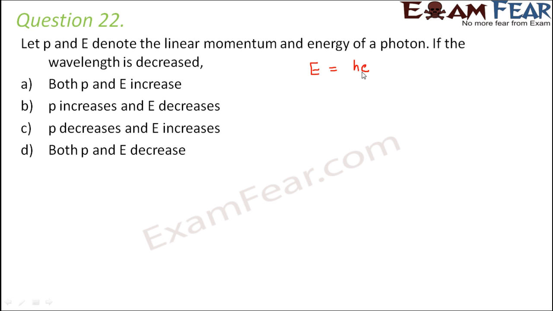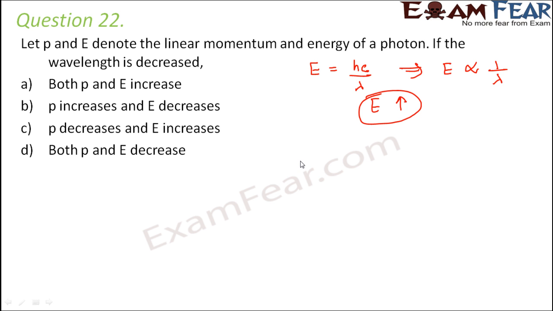So we know that energy is equal to hc by lambda, which shows that energy is inversely proportional to the wavelength. So as wavelength increases, energy decreases. Correct? So that means when wavelength is decreased, what will happen to the energy? So the energy would increase. So one thing we have found out.